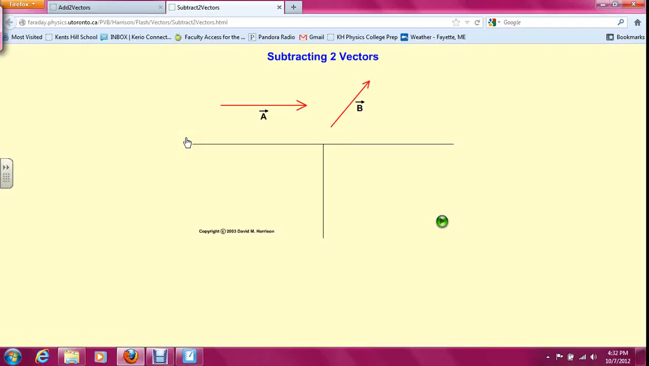Remember, when you subtract two vectors, it's the same as adding, except you have to make one of them negative, which means whichever one you're subtracting needs to be pointing in the opposite direction. So if we have A and B here, we have A, and we want to subtract B, so we make B negative B, flip it around.